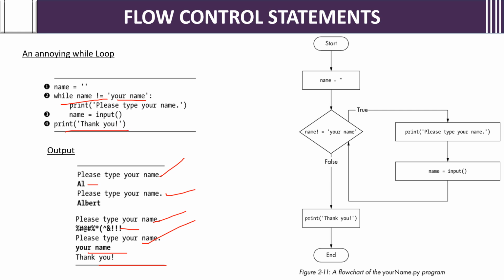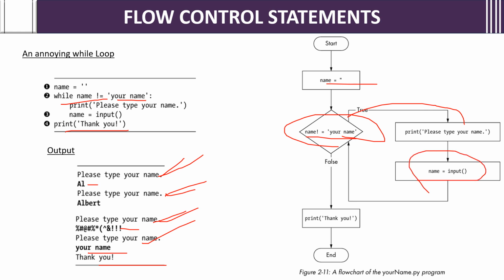Understanding? I'll explain once again with the flowchart. See, start, name equals an empty string. If name is not equal to your name, meaning name is given as something other than your name, and this condition is true, then it will print please type your name, again and again. You will give an input, name equals input. But if you give your name, then the condition is false, and it will print thank you. Okay.